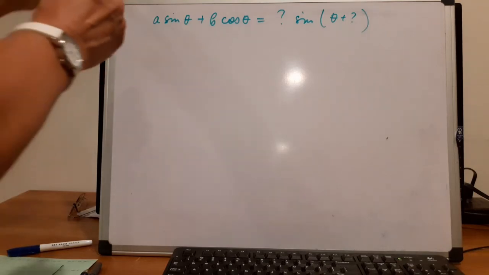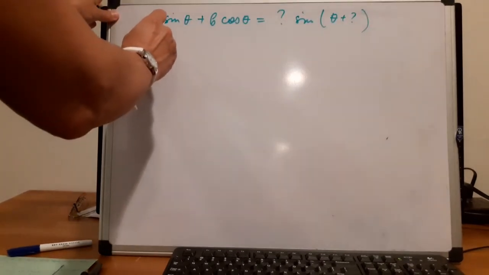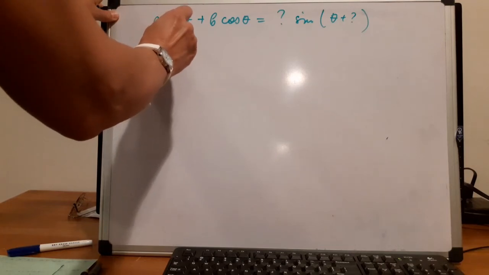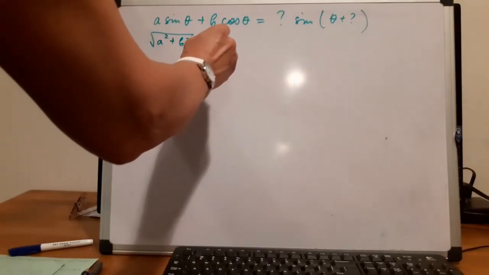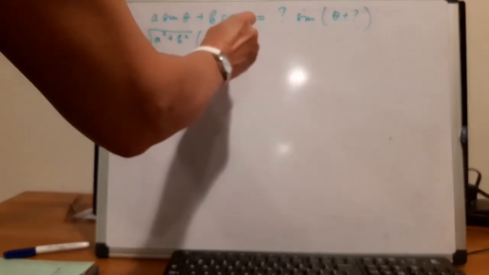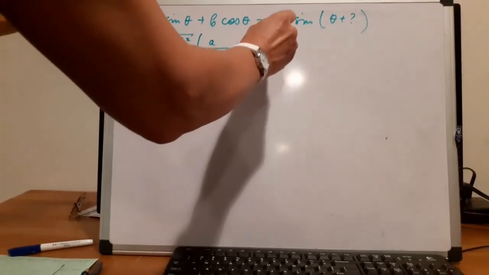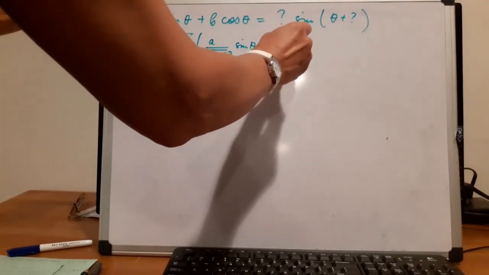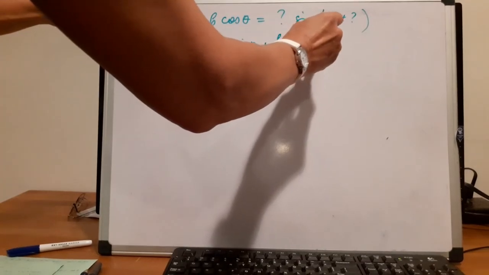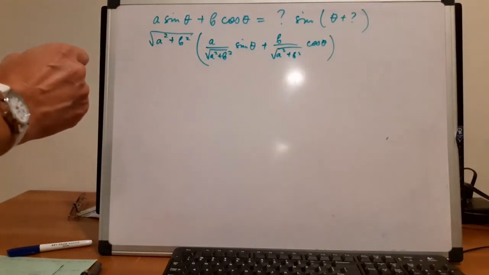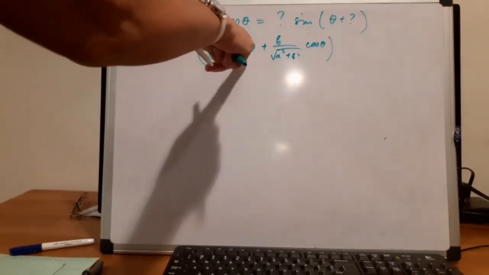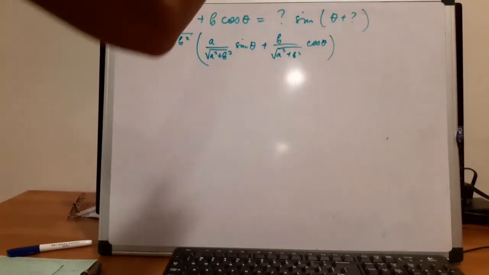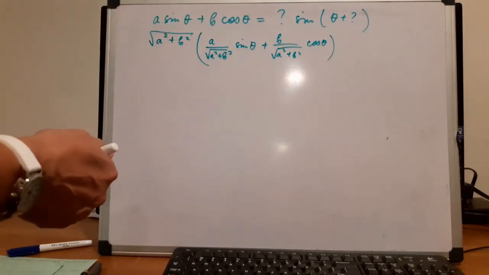What I'm going to do, guys, is divide and multiply the expression on the left side by square root of a square plus b square. I'm going to explain why. Square root of a square plus b square, I multiply it, and in parentheses I'm going to divide by it. Sine of theta plus b over square root of a square plus b square cosine of theta. Did I change my expression by doing this? Well, if I simplify it, open parentheses, I'm going to cancel this and get a sine, cancel this and get b cosine. So that's the very same expression.